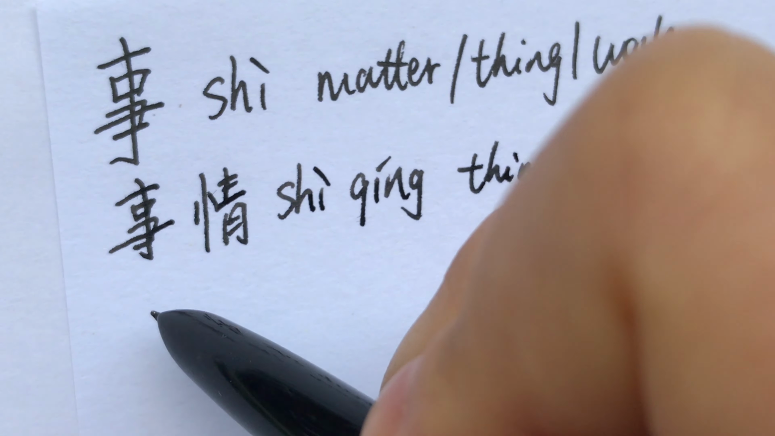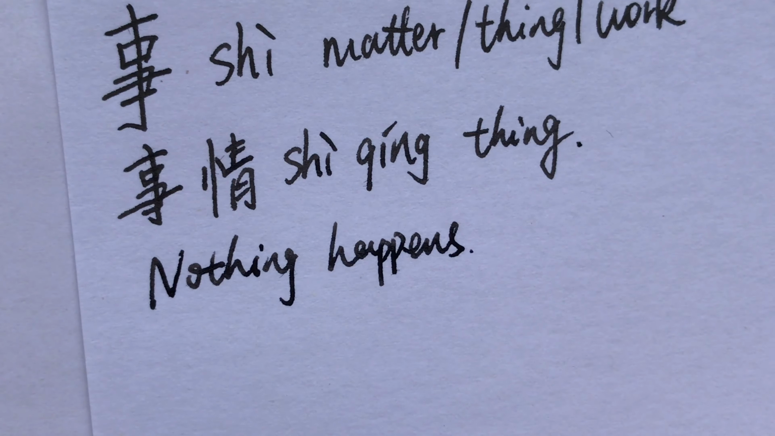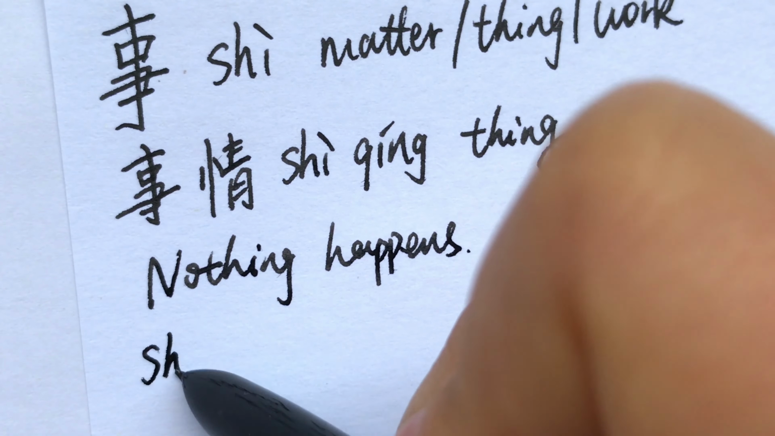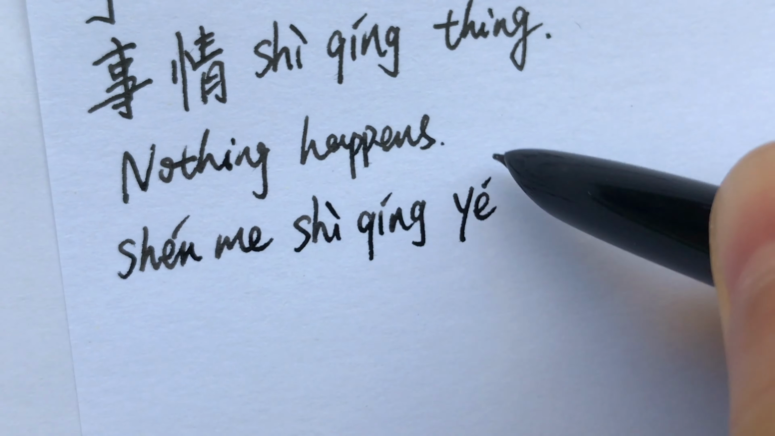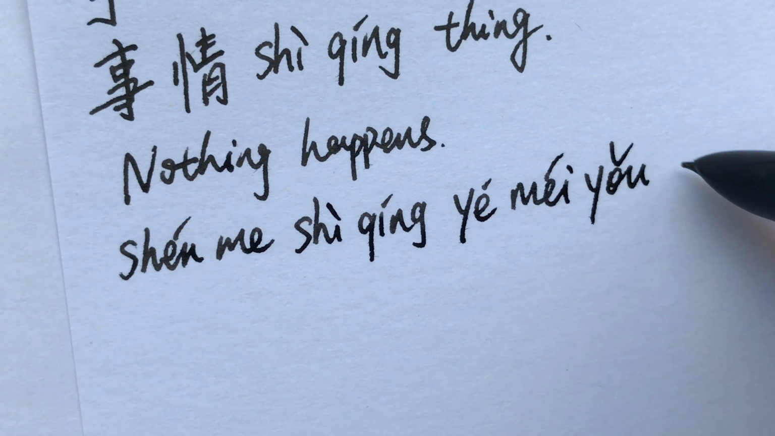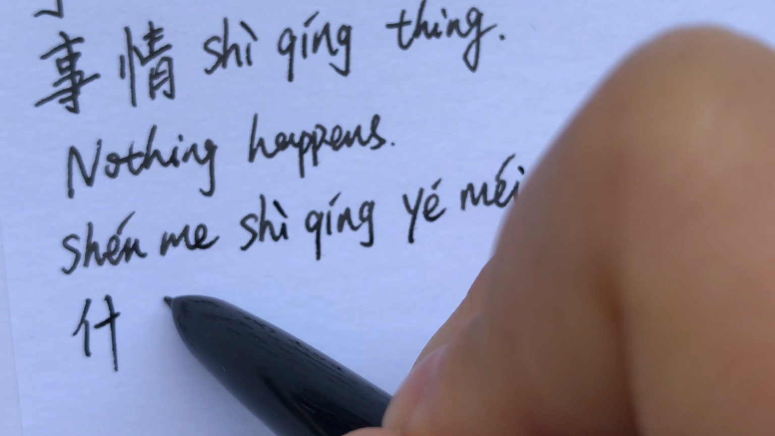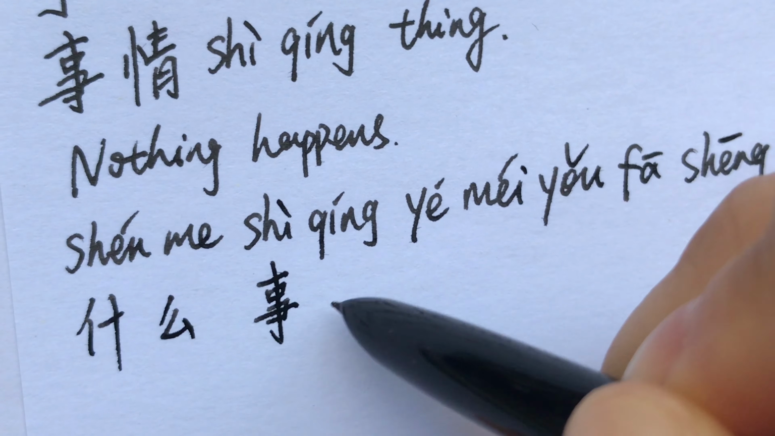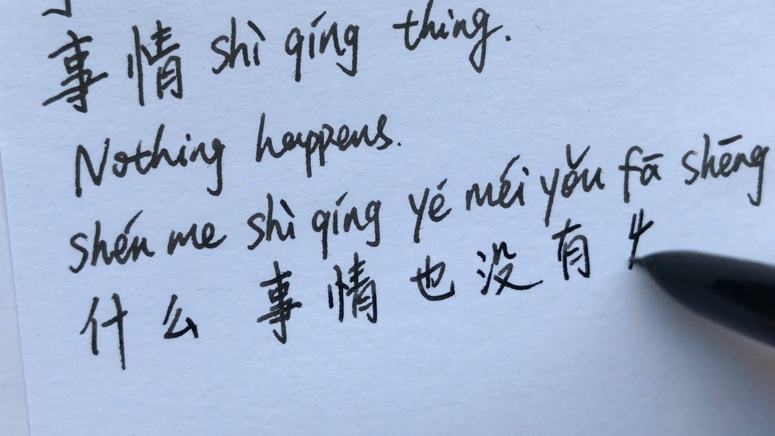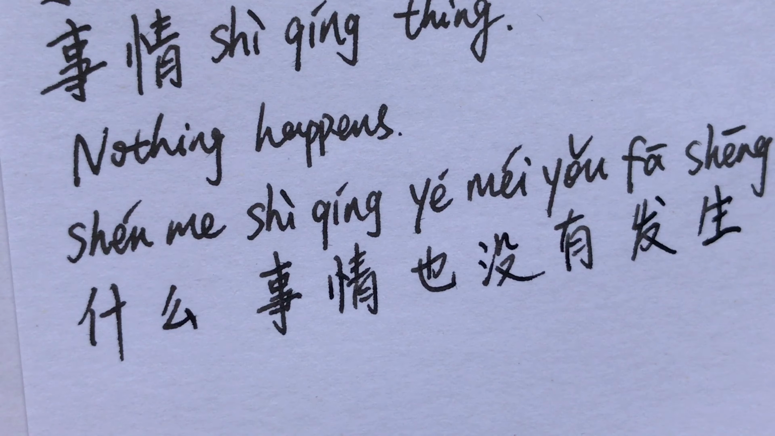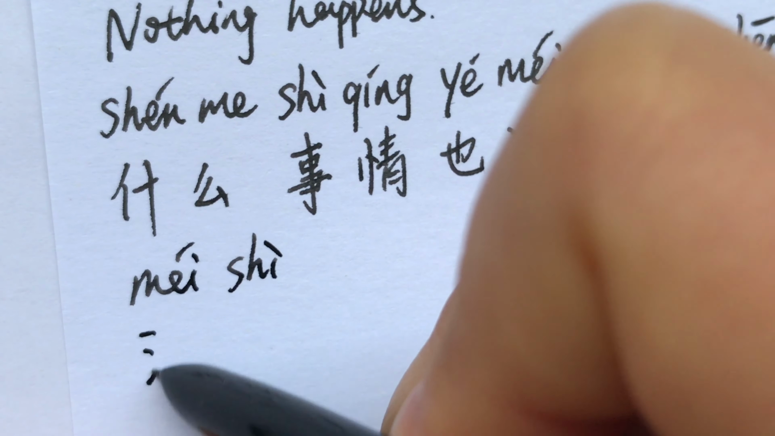For example, nothing happens. 什么事情都没有发生。什么事情也没有发生。In short, 没事。Nothing happens.